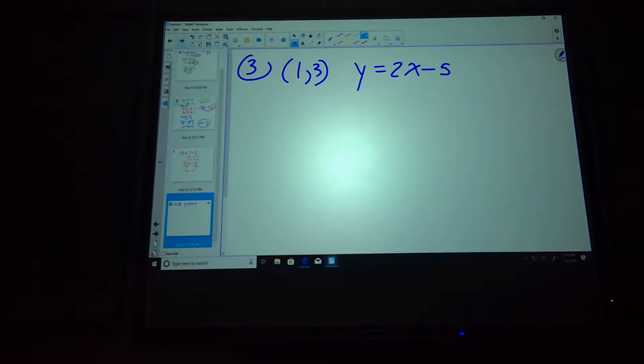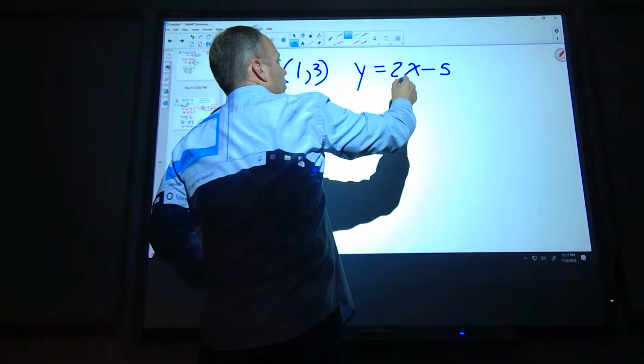You got one of the answers, right? What is it? Why is it yes? What is my slope then? Negative 5, 2. What's my slope? 2.